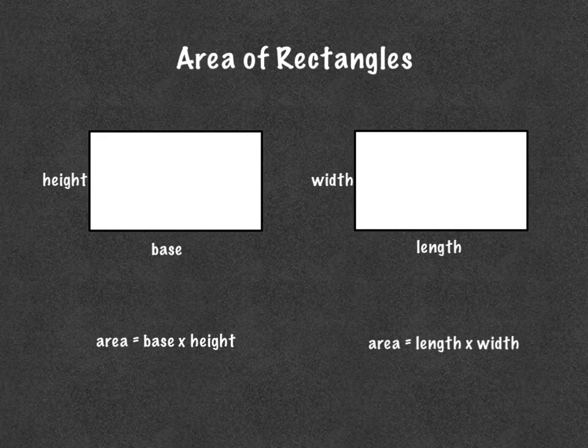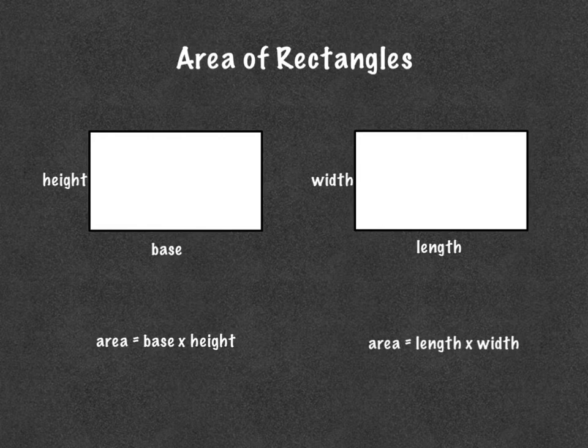Okay, we're going to talk about area of rectangles today. So when you talk about area of a rectangle, first let's define what a rectangle is. It has to have 4 sides. So 1, 2, 3, 4. And it also has to have 4 right angles. So 1, 2, 3, 4.